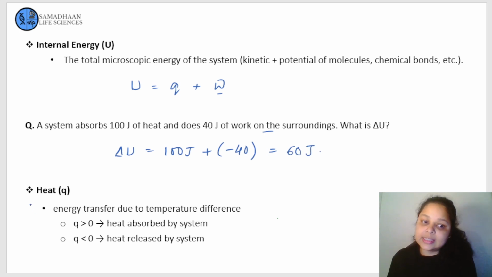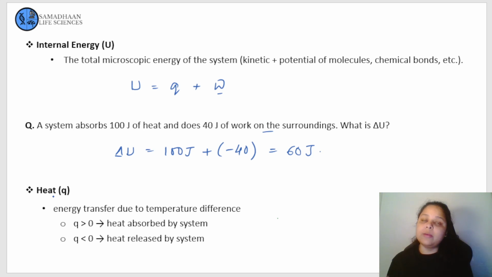The next function is heat. This we already know as the energy transfer between system and surrounding if there is a temperature difference. Now what's the system and surrounding? System is the part of the universe you are studying, so it's contained by a boundary. It can be a beaker if we are considering a reaction, or a room, anything like that. And the rest of the universe that is outside the boundary is our surrounding.